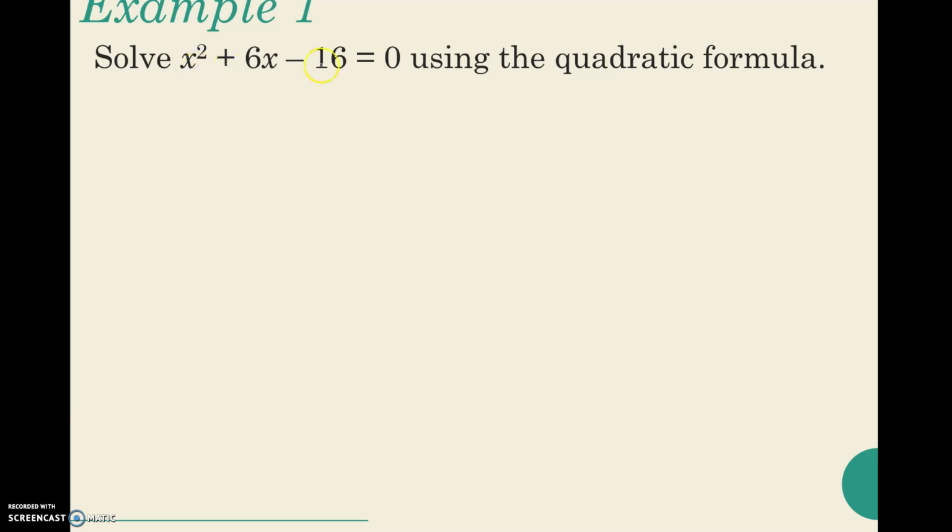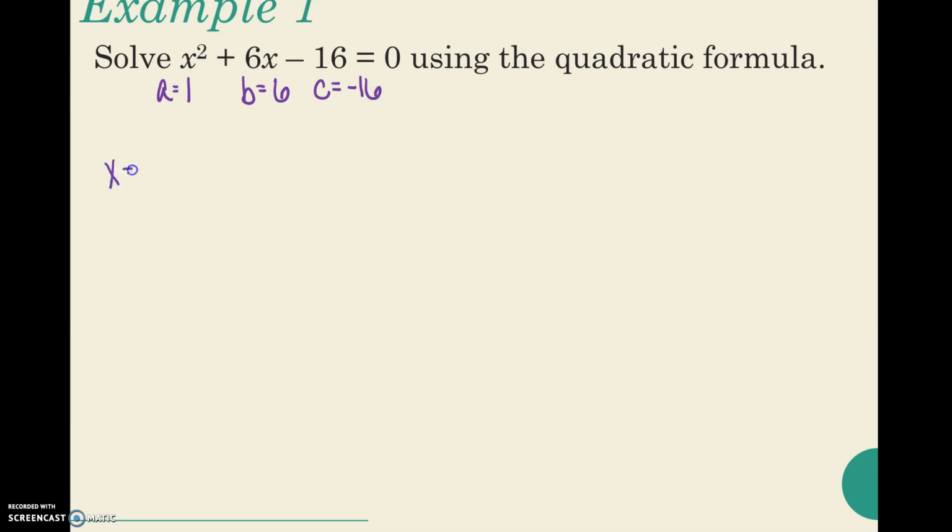So when we have a quadratic equation that we're planning on using the quadratic formula for, we first need to identify what is A, what is B, and what is C. And I'll actually write them right underneath. What is A? What number is in front of x squared? A is 1. What is B? The number in front of x, 6. And C is the number by itself, negative 16.